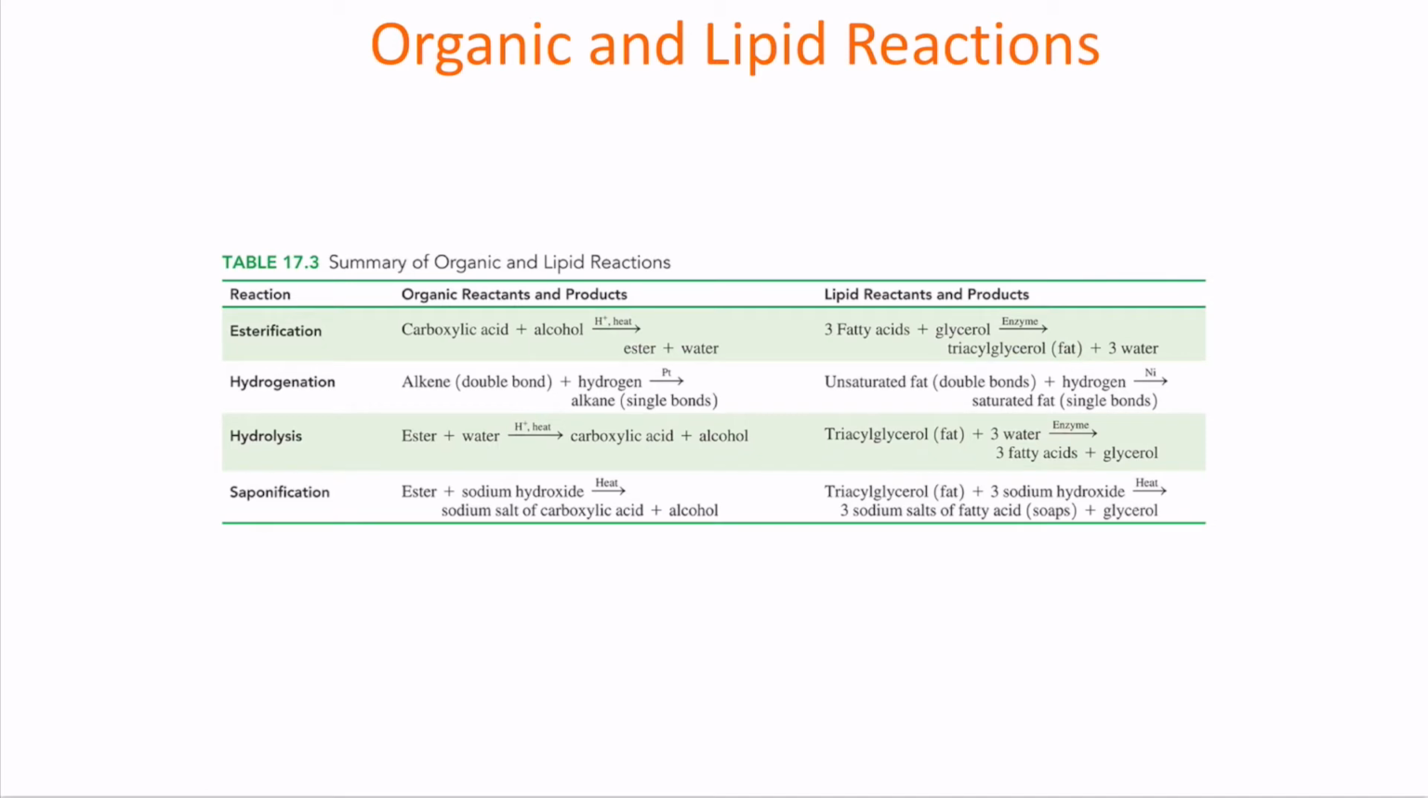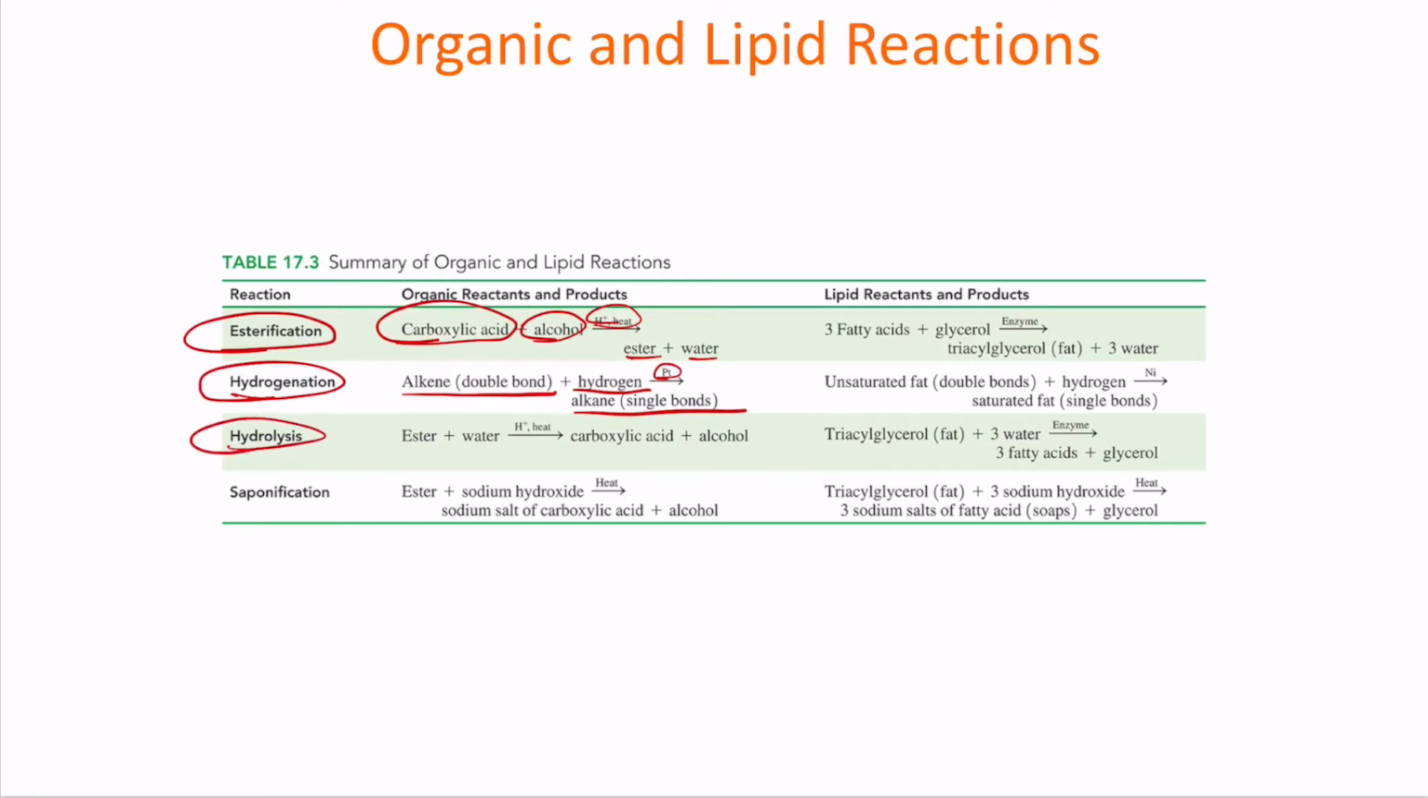So we discussed 4 different reactions. First one is esterification, where you mix a carboxylic acid and an alcohol in presence of acid and heat. It creates the ester and water. Hydrogenation is the process where we take an alkene and add hydrogen to create an alkane in presence of a metal. Hydrolysis is the process of adding ester and water together in the presence of an acid and heat, which creates carboxylic acid and alcohol. Hydrolysis is the opposite of esterification.